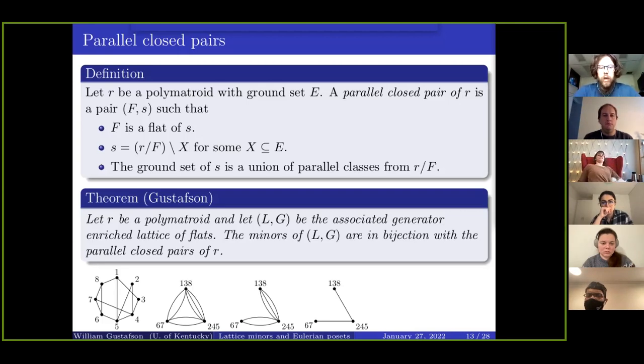And to the right of that is the simplification of it, which is the corresponding simple vertex labeled minor. I can go back from the simple vertex labeled minor just by adding in any edge parallel to one in that minor. Okay, so these parallel closed pairs are one way to generalize this to the setting of polymatroids.